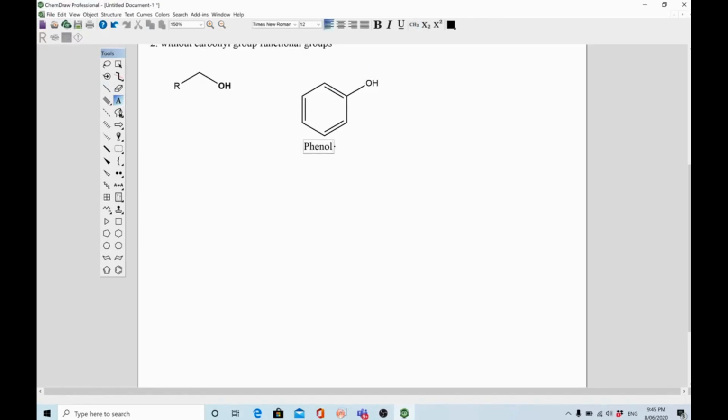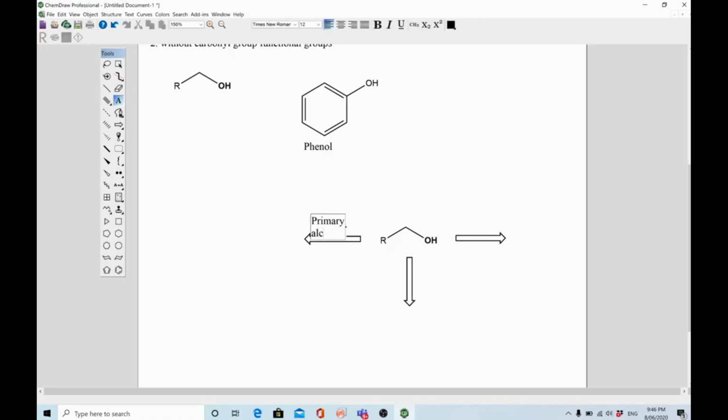It has different properties. It does not resemble alcohols in the acidity character or other properties of solubility, melting point, whatever. Okay, so there are three types of alcohols: primary, secondary, and tertiary. So we can classify alcohols into three categories: primary, secondary, and tertiary. Now you have to look for the carbon.